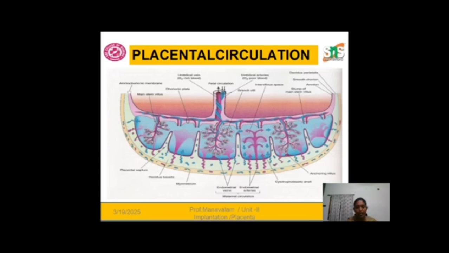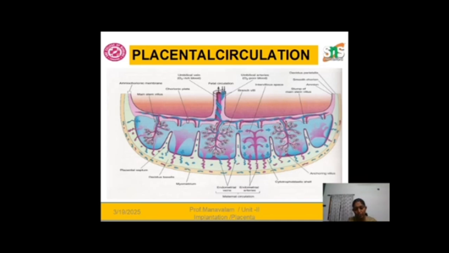The endometrial arteries supply oxygenated blood into the intervillous space. From the intervillous space, the blood enters the chorionic villi. From the chorionic villi, the umbilical vein takes the oxygenated blood to the fetus. At the same time, through fetal circulation, the deoxygenated blood is carried through the umbilical arteries and enters the chorionic villi. From the chorionic villi, it enters the intervillous space by simple diffusion.